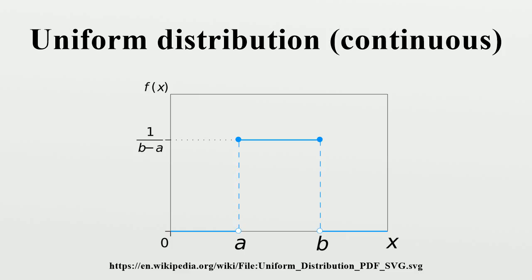It is the maximum entropy probability distribution for a random variate X under no constraint other than that it is contained in the distribution's support.